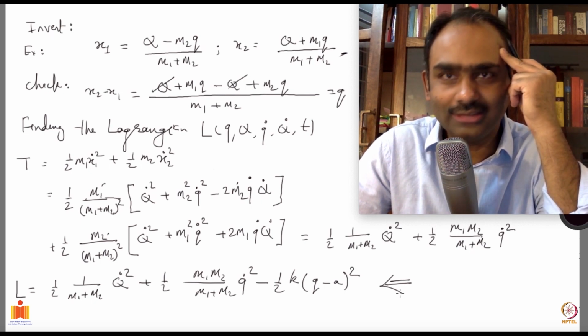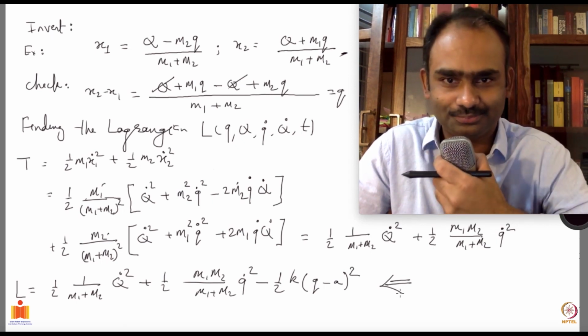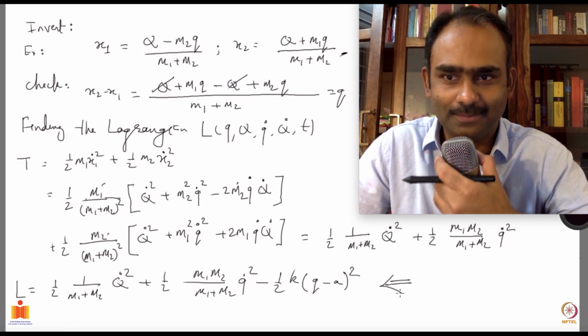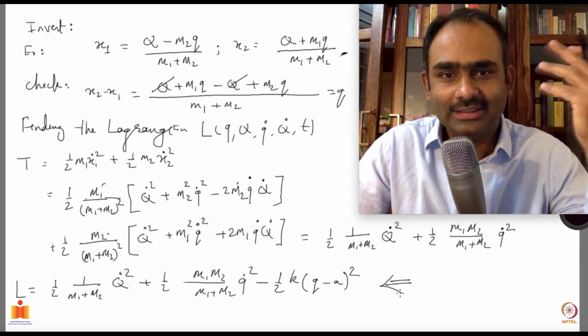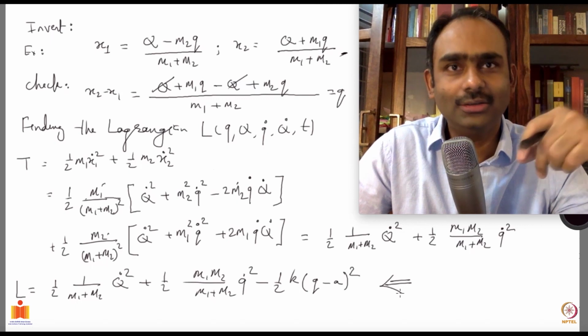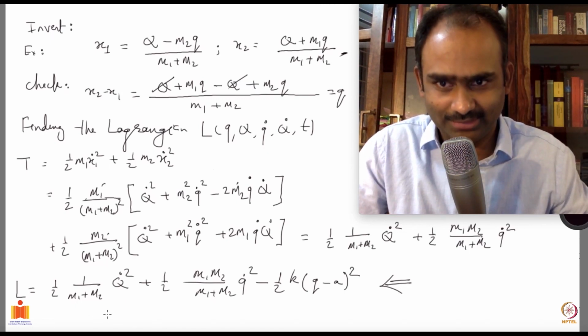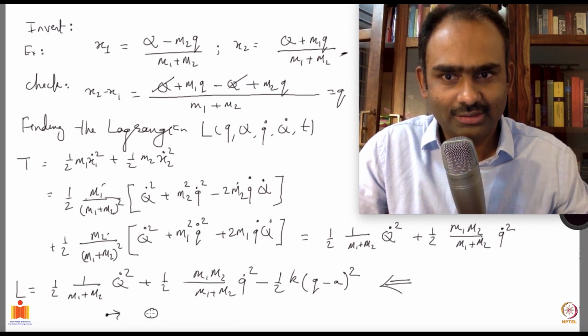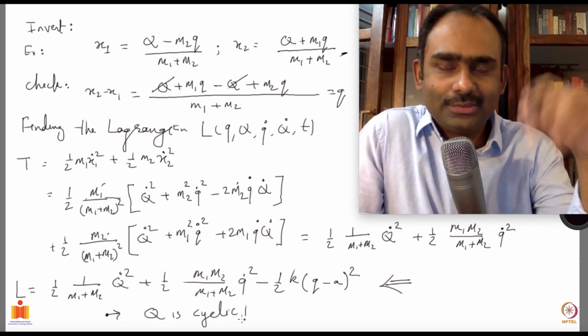Now what's so nice about this Lagrangian, or what's so nice about the choice of coordinates that we have made? Can you spot something? You see, the capital Q does not appear in this Lagrangian, meaning this capital Q is a cyclic coordinate. So that's what's so nice about the choice I have made. Q is cyclic.